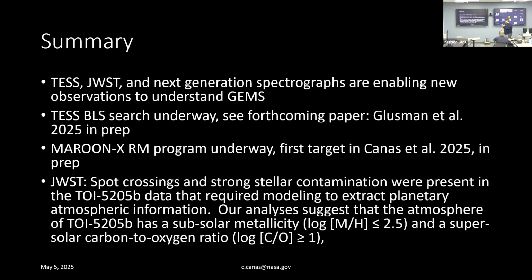From TESS, the BLS search, the 100 parsec sample, is underway, and we're expecting to have that paper out sometime in August. So look forward to a paper from Glossman et al. 2025. We should be presenting our work there and the results of the 100 parsec search, what planets we found, what additional candidates we found, and next steps towards doing the whole 1 million sample, so 200 parsecs. For MAROON-X, the program is underway. We already have 1 observation of an obliquity. That's the object I showed earlier, TOI-459. That'll be out at some point this year, as I have time. But we are getting more data.